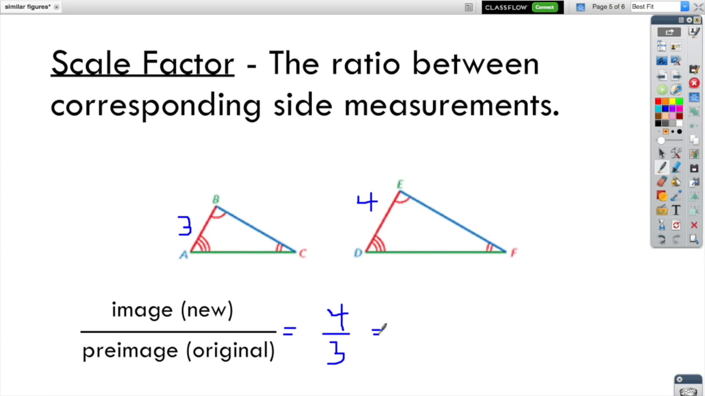Or if it makes more sense to you to think of it as a mixed number, all the measurements on the second triangle are 1 1/3 times bigger than the ones on the original triangle.